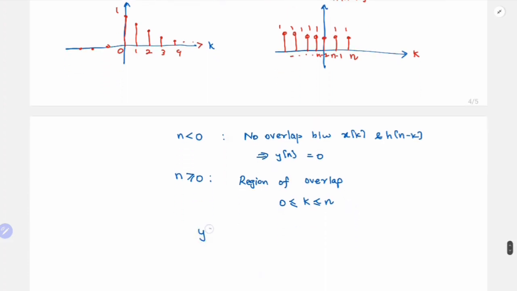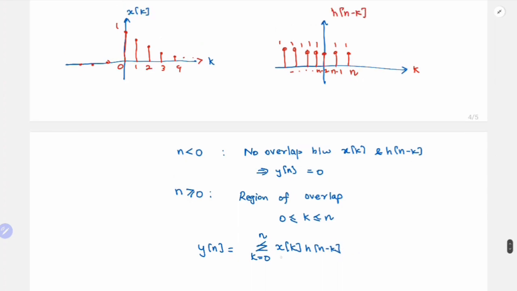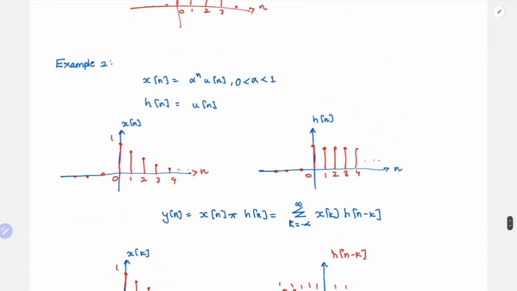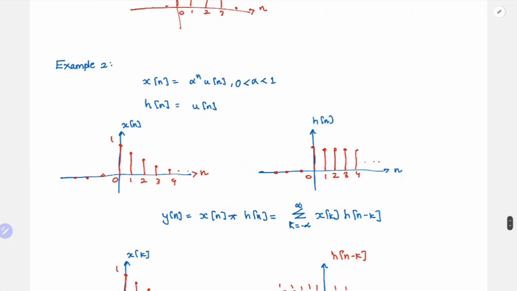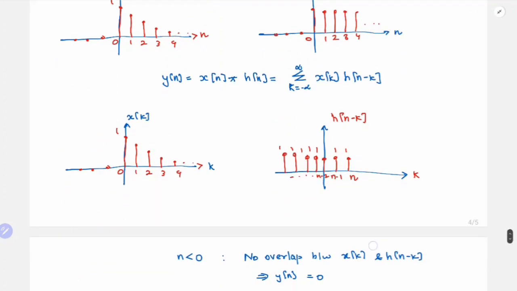So how will my summation look like? Summation k equal to 0 to n x of k h of n minus k. So now I have the expression for x of k and h of n minus k also. I know it is going to be 1 everywhere, right?